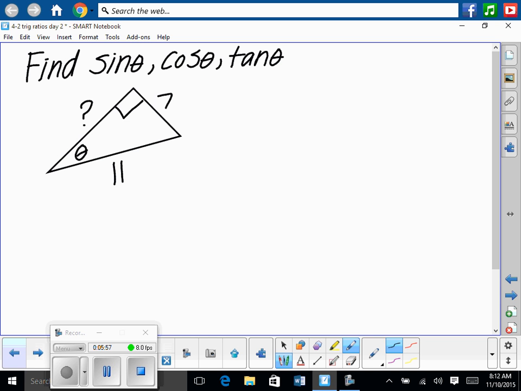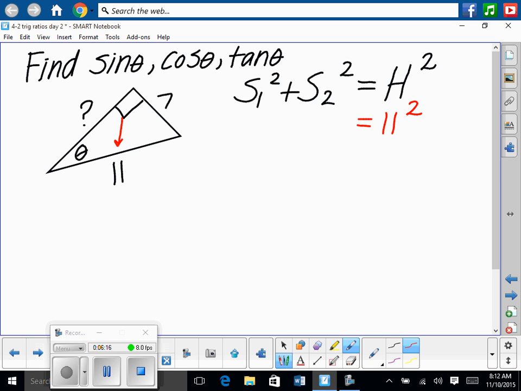Let's use the Pythagorean Theorem correctly to find it. The Pythagorean Theorem is side 1 squared plus side 2 squared is equal to the hypotenuse squared. Are we given the hypotenuse? Yes, it's an 11. That has to go on the outside. So 11 squared. I don't care if you call side 1 question mark or 7. I'm just going to go with question mark. So question mark squared plus 7 squared equal to 11 squared.